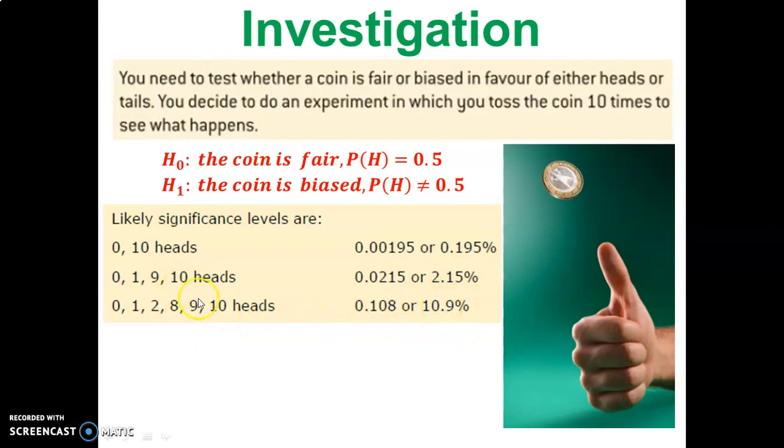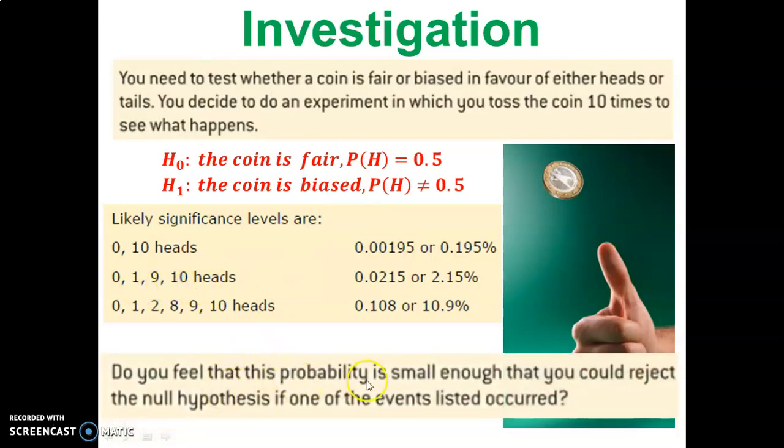So maybe that would not have been a good selection to reject that the coin is fair, because 10% chance, or almost 11, that's a pretty big chance of something happening. So the chance of that happening is pretty big, therefore we cannot necessarily say the coin is unfair if that does happen, right? Okay, but our original choice of 0, 1, 9, 10 was pretty good. So do you feel this probability is small enough that you could reject the null hypothesis?